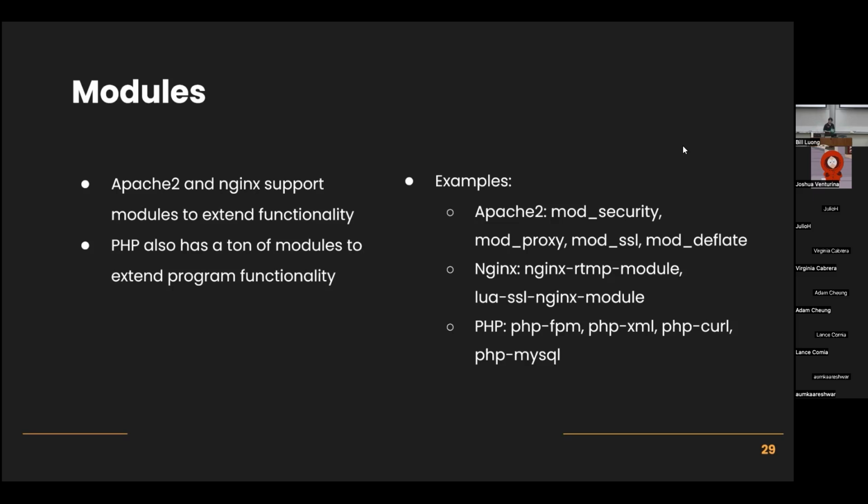And in PHP, we have a whole bunch of them. In fact, I think I remember seeing one time on a computer 50 PHP modules installed at the same time. You probably don't need all 50 of those. But some of the more important ones that you'll find are PHP FPM, PHP XML, which adds XML support, PHP curl, which adds curl support, and PHP MySQL, which adds support for MySQL.